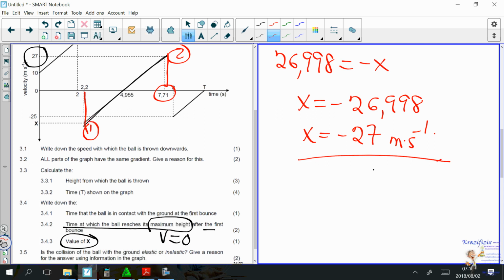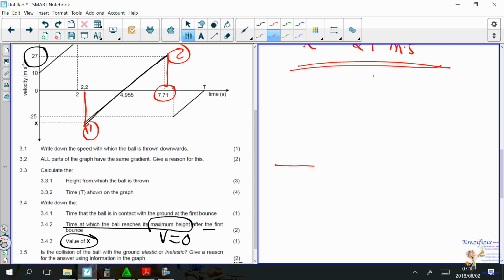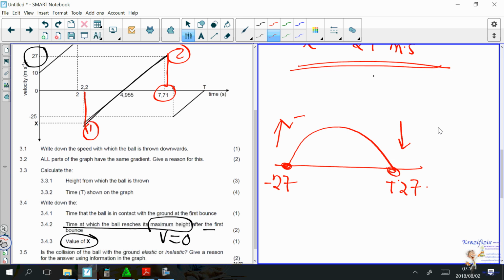27 meters per second. You must understand vertical projectile motion, symmetry. It leaves the ground, and these velocities must be the same because it's a free fall. So if this is 27, this is negative 27 because it's going up. Negative. Coming down, it must hit the ground at 27, a symmetrical graph. The time from here to the maximum height is the same as the time from the maximum height to the same level.